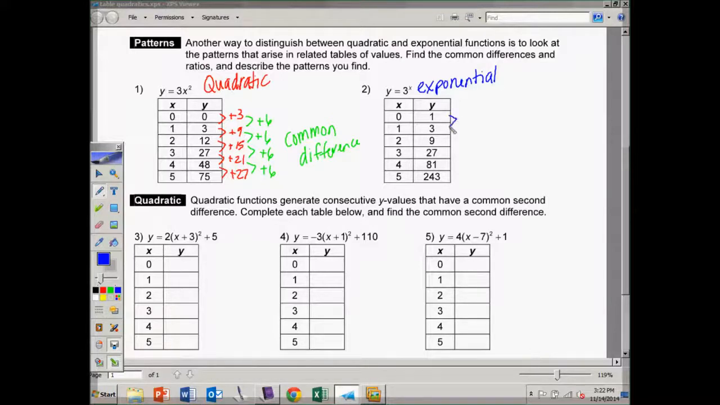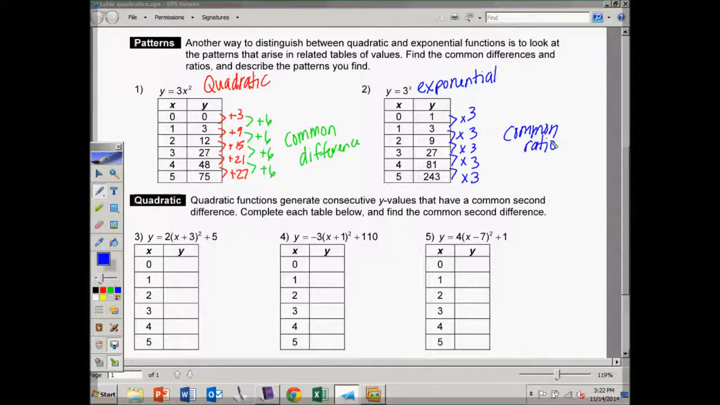So what did I multiply by to get from 1 to 3? 3. 3 to 9? 3. 9 to 27? 3. 27 to 81? 3. 81 to 243. So this has a common ratio. And when we go a little more in depth with exponentials, we're going to talk about that common ratio and what it represents. But I just want you to be conscious of that when you're identifying and applying quadratic functions, that on paper the graph may appear to be exponential, but be careful in examining your table as well. Okay?